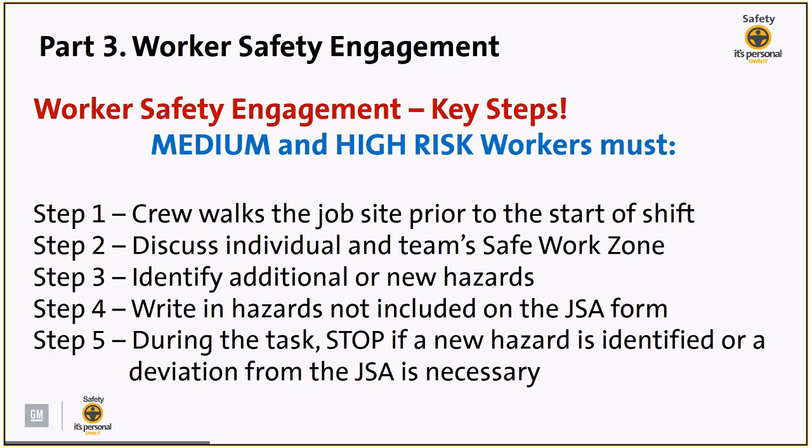So let's go over these steps again for worker engagement. Step 1 is that the crew will walk the job prior to the start of shift. Step 2 is they discuss, individually or as a team, the safe work zones. Step 3 is that they will identify additional or new hazards. Step 4 is that they will write in any hazards not included in the JSA form. Step 5, during the task, they would stop if a new hazard is identified or a deviation from the JSA is necessary.